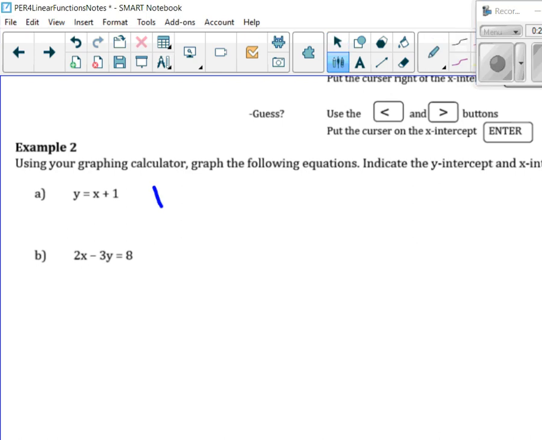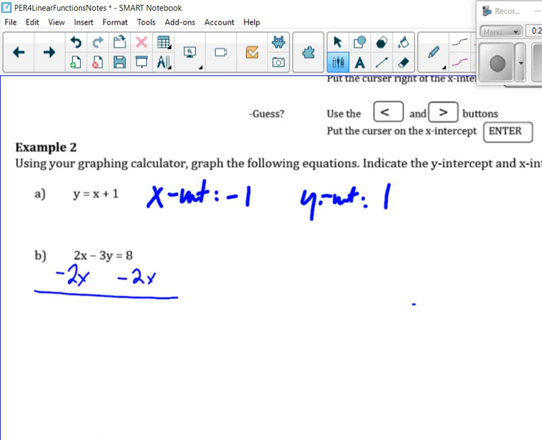Okay, so did you get your x-intercept to be -1 and your y-intercept to be +1 for the first one? Okay, are we having trouble solving for y? Let's make sure we're solving for y correctly. So we got to get rid of the 2x first, so subtract 2x. Yes? So then you get -3y equals -2x plus 8. Everybody good with what I did? Now I'm going to divide by -3 to both sides.